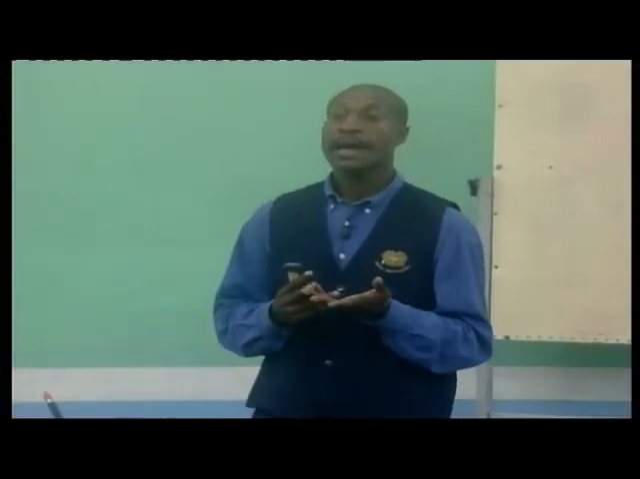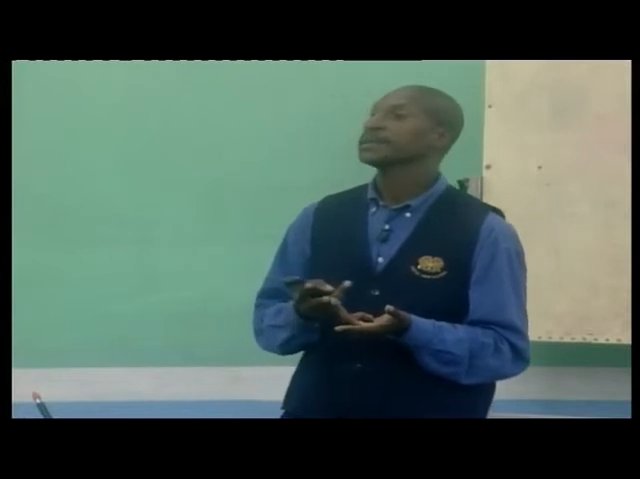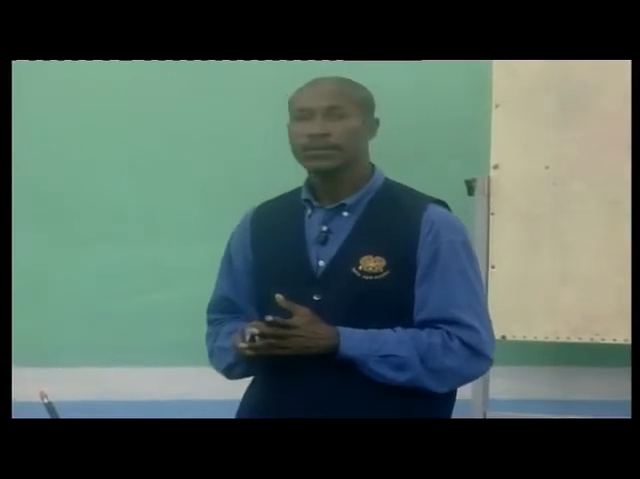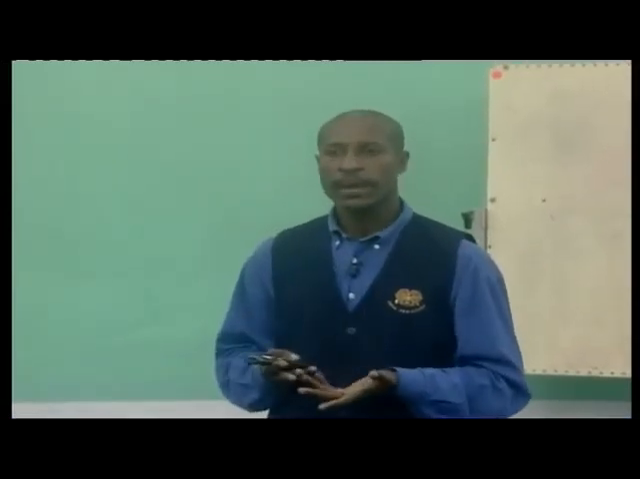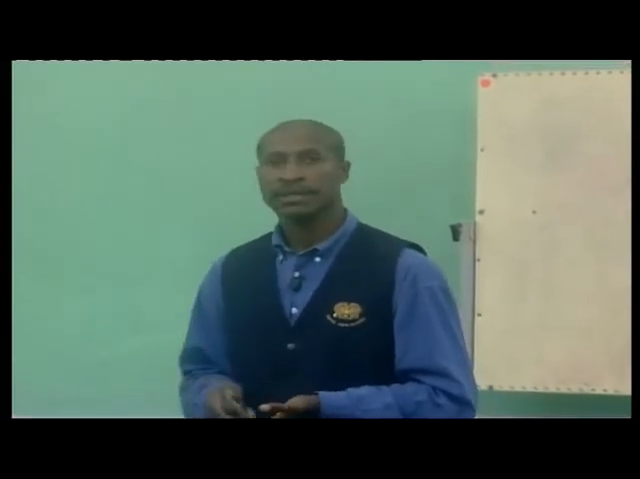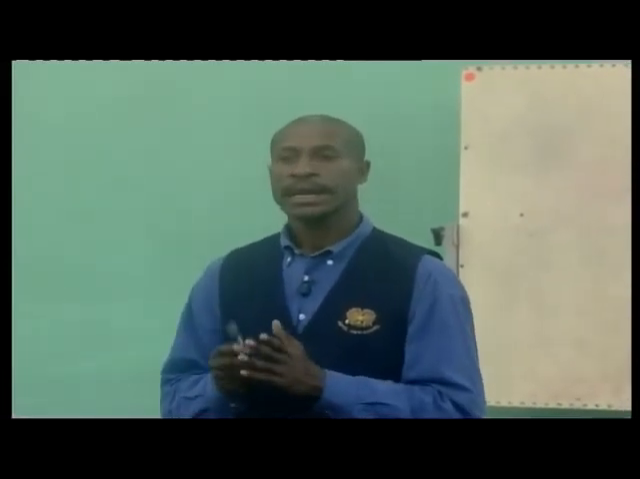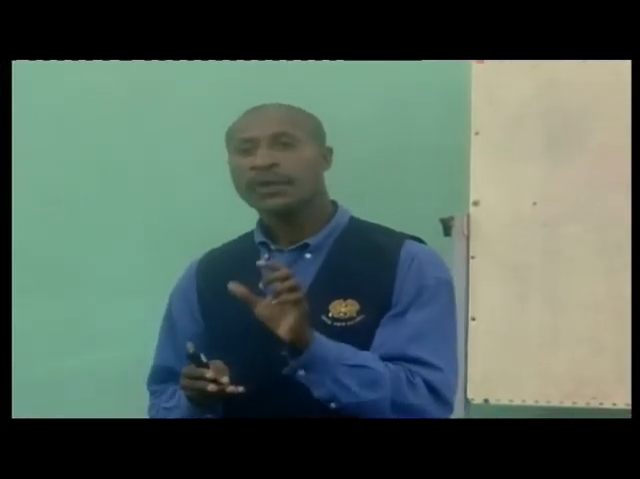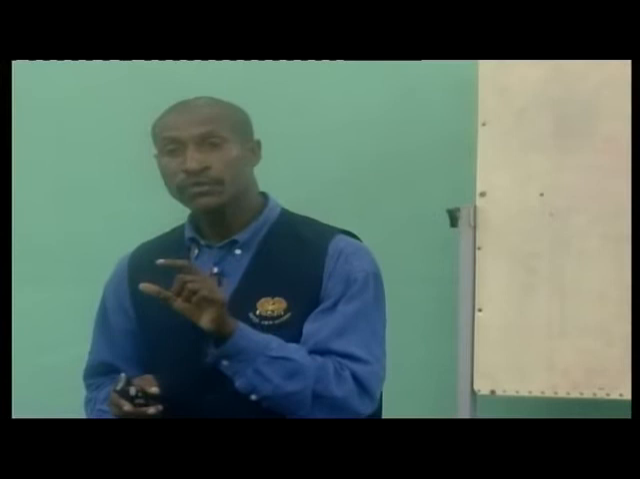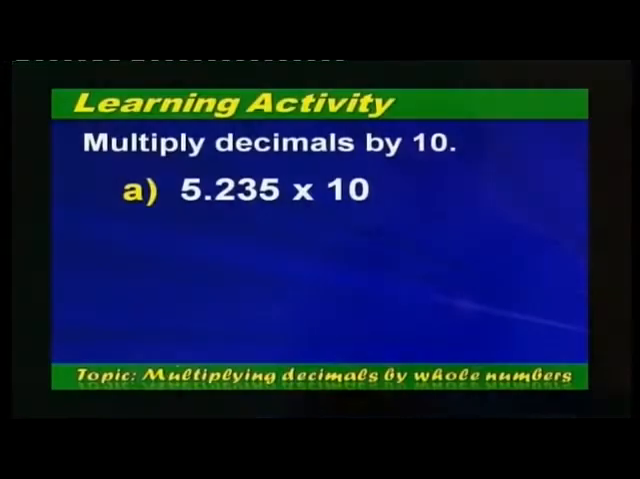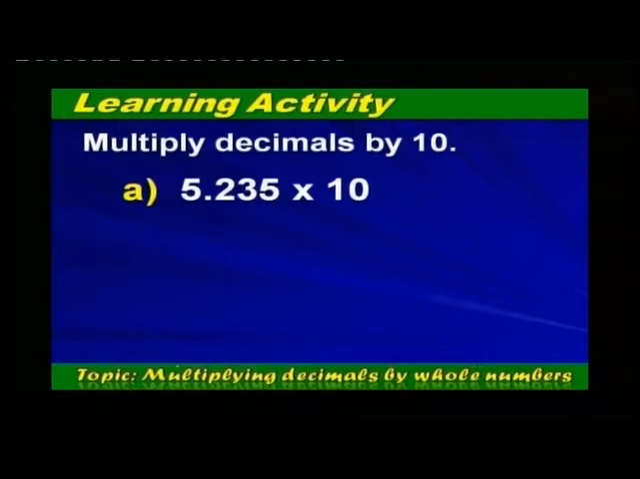Sometimes we multiply by 10, 100, and 1000. Now 10, 100, and 1000 are also whole numbers. There is a method when you are multiplying by 10, 100, and 1000. We will go through these examples, and through them you will try to understand the methods on how you can multiply by 10, 100, and 1000. Okay, multiply decimals by 10. Example A is given there. If you are multiplying 5.235 by 10.